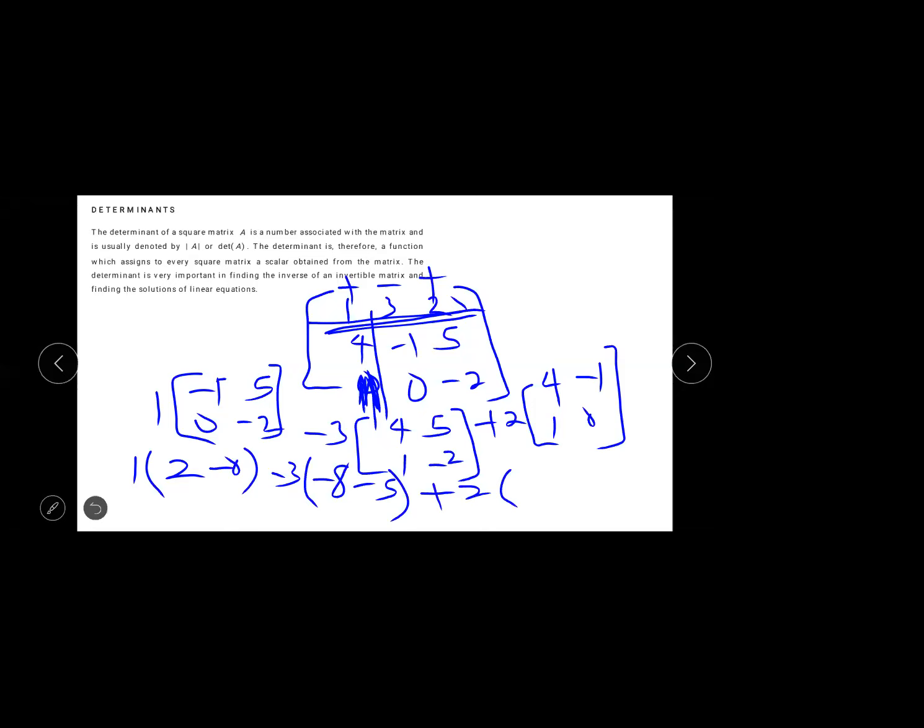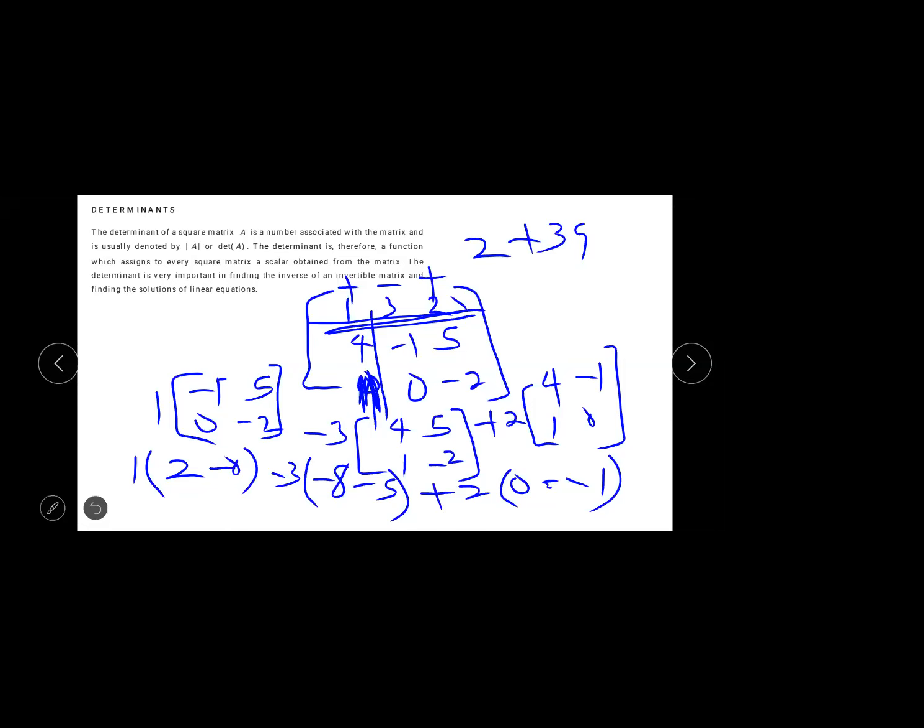0, we multiply 4. That will be 0. 1, we multiply 1, minus 1. But there is one minus there before, so making double minus. So 2 minus 0 will give us 2. So we have 2 times 1 is 2. Minus 8 minus 5 will give us what? Minus 13. Minus 13 multiplied by minus 3 will give us what? Plus 39. Minus times minus will give us plus. 13 times 3 will give us 39.